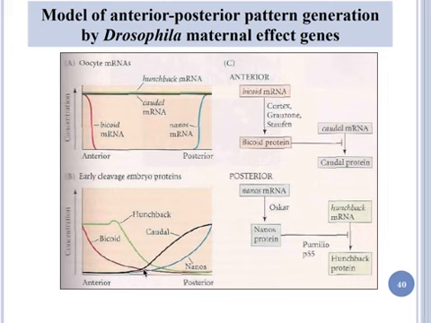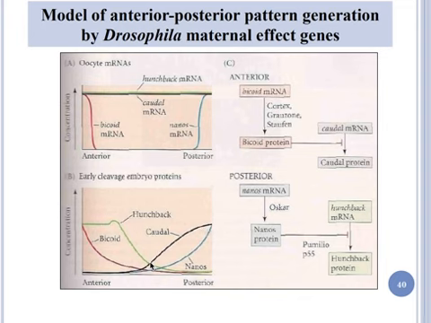While posteriorly, we see that we have Nanos messenger RNA translated into Nanos protein right here, and as well for Oskar, so it's also expressed posteriorly. And Nanos and Oskar here inhibit hunchback, in green, from being translated into hunchback protein. So we don't have hunchback expression posteriorly, we have caudal expression instead.